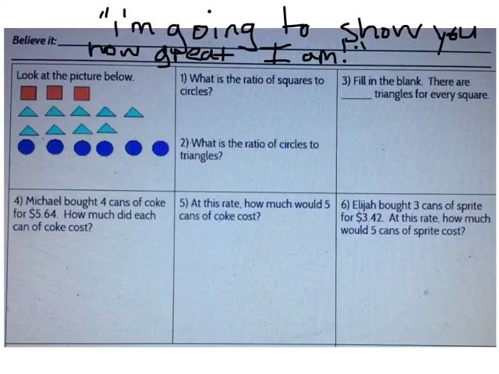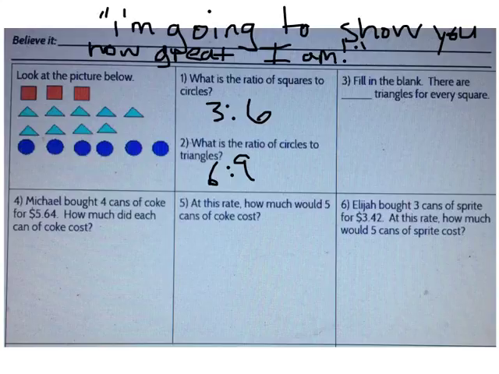Let's start with our do now. Look at the picture below. What is the ratio of squares to circles? Well, there are 3 squares and 6 circles, so the ratio is 3 to 6. What is the ratio of circles to triangles? Well, there are 6 circles and 9 triangles, so the ratio is 6 to 9.